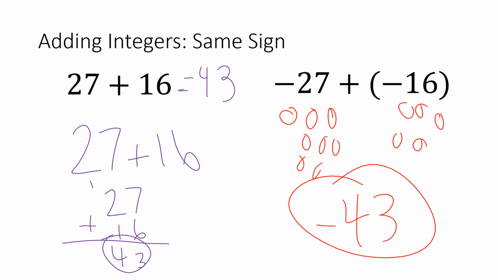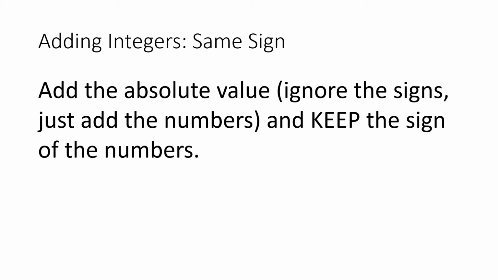So when we're adding integers with the same sign, we add the absolute value of them. Remember, absolute value is the distance from 0. So ignore the signs, just add the numbers, and keep the sign of the numbers. So 27 plus 16, both positive, add it, positive answer. Negative 27 plus negative 16, add it, both negative, negative answer.